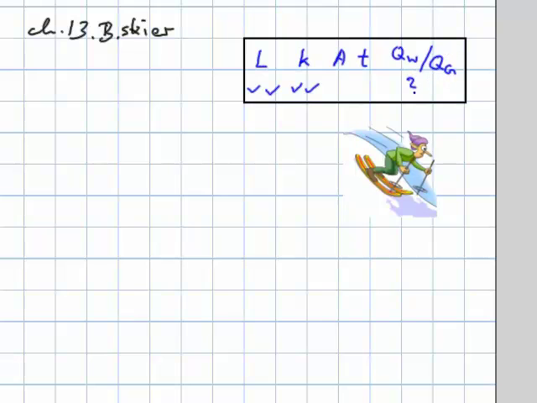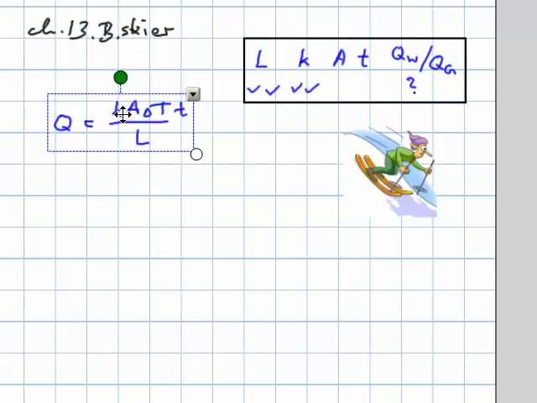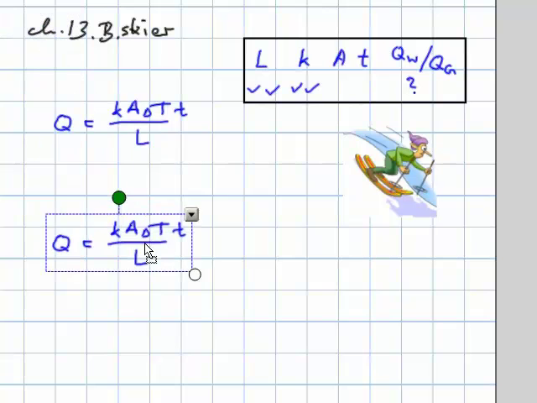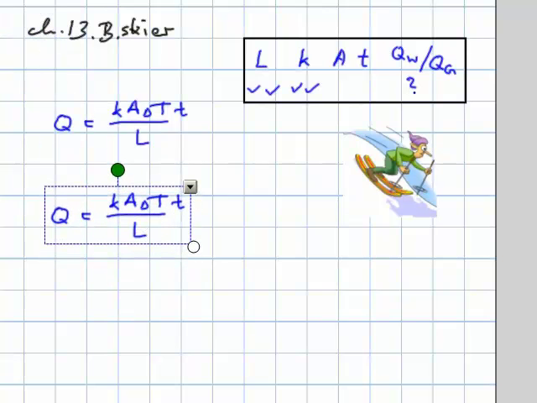Okay, of course, heat conductivity, so I'm just going to write this down. Q equals K A delta T time divided by L, and then I'm going to copy this one here because the first one is for wool and the second one is for the goose down.